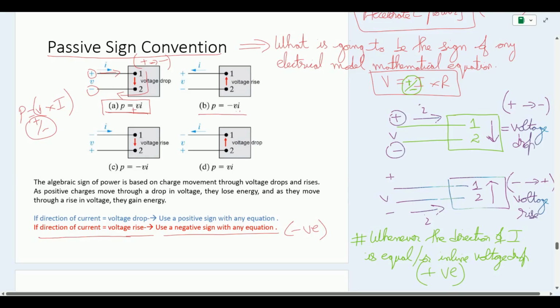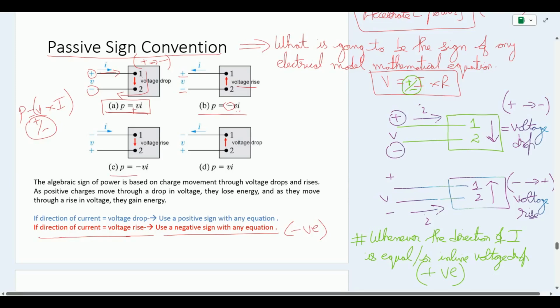So we look at the direction of current and the polarities. Polarities remain the same as with A, but we see now the current is leaving the positive terminal, which means it is following the voltage rise. Whenever there is a voltage rise, we take the negative sign, or we take the negative sign convention. So this is what it means.